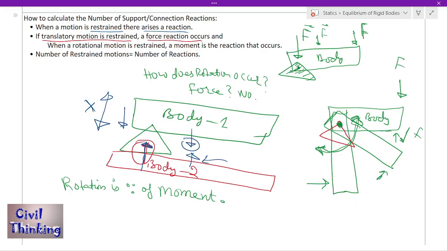So the rotation is not because of force. Okay, the rotation is because of the movement. Now you will understand this statement yourself.